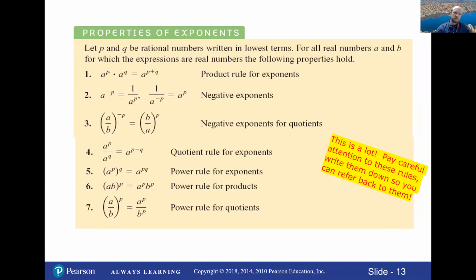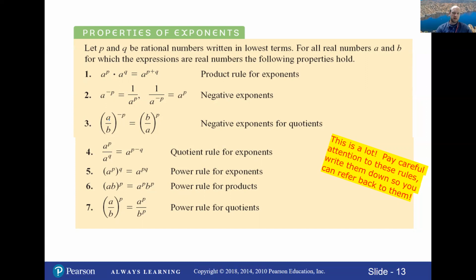I might just say, like, for rule 1 here, if I'm multiplying exponents with the same base, I add the exponents. Okay, so I add the p and the q here. If I have a base of a with a negative exponent, again, I can put that as 1 over the base with a positive exponent. That was the rule that we did before, rule number 3.